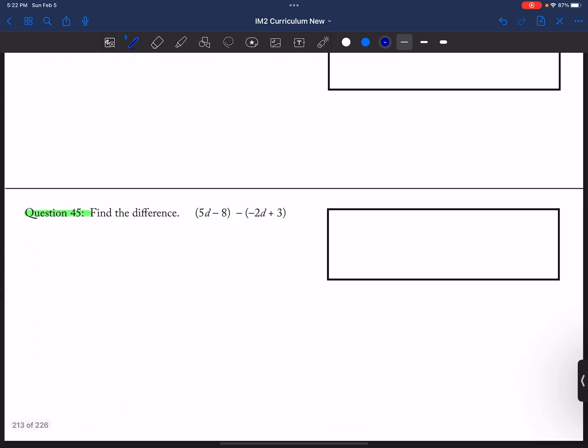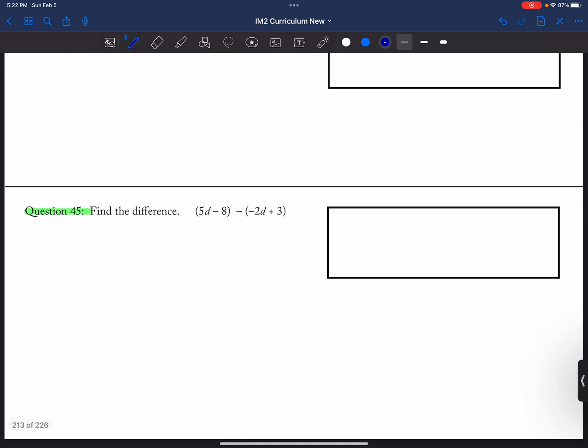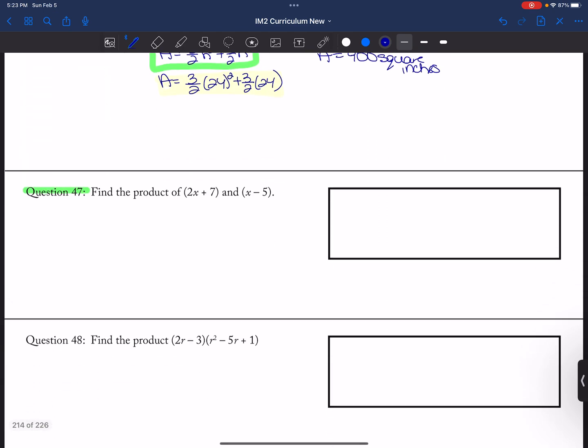Okay. And then I can distribute my negative to both terms. So 5d minus 8, and then plus 2d minus 3. So then I have 7d and a minus 11. So 7d minus 11. Okay. I'm going to change this a little bit. 7d minus 11. Okay, 45.